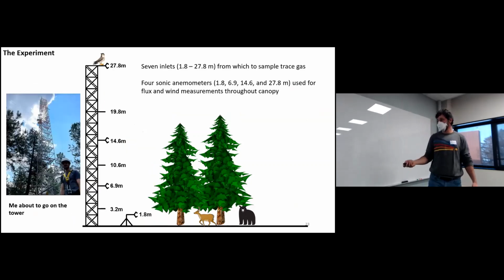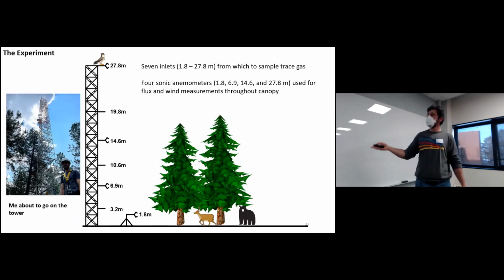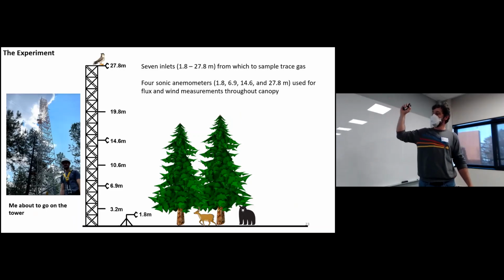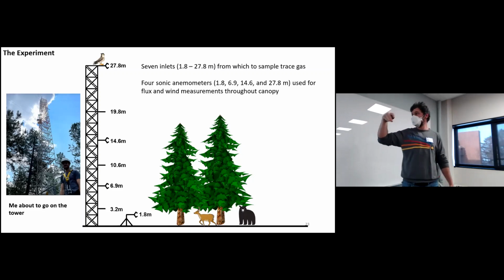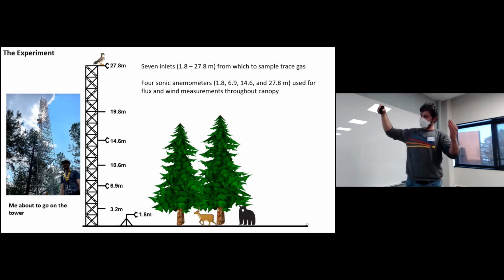And the experiment was that we made measurements along this tower in the Manitou Forest, and we put inlets at different heights. So at each height here, there's an inlet sampling gas, and then at 3 of the heights at one time, we also had sonic anemometers to make that wind speed measurement. So that's what the little fork thing is.